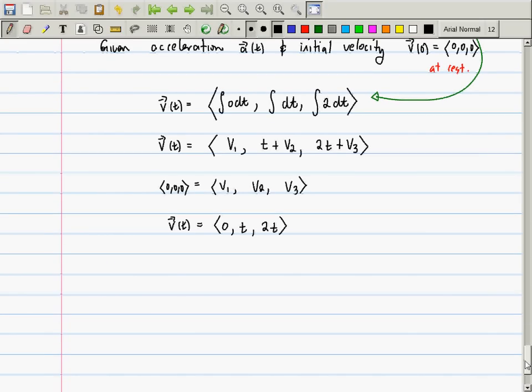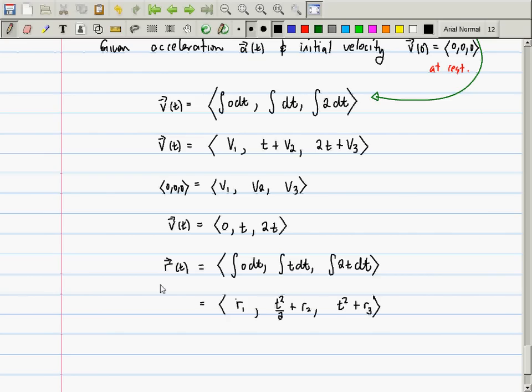Okay, so now we have a velocity function, and the instruction was to recover position. So how do you recover position from velocity? An integral. Okay, so then position will be the integral of 0 dt, the integral of t dt, the integral of 2t dt. So this will be r1 that we don't know, and then t squared over 2 plus r2 that we don't know, and then t squared plus r3 that we don't know. So that's r of t. So we know the position up to these unknowns. So how do we determine the unknowns?